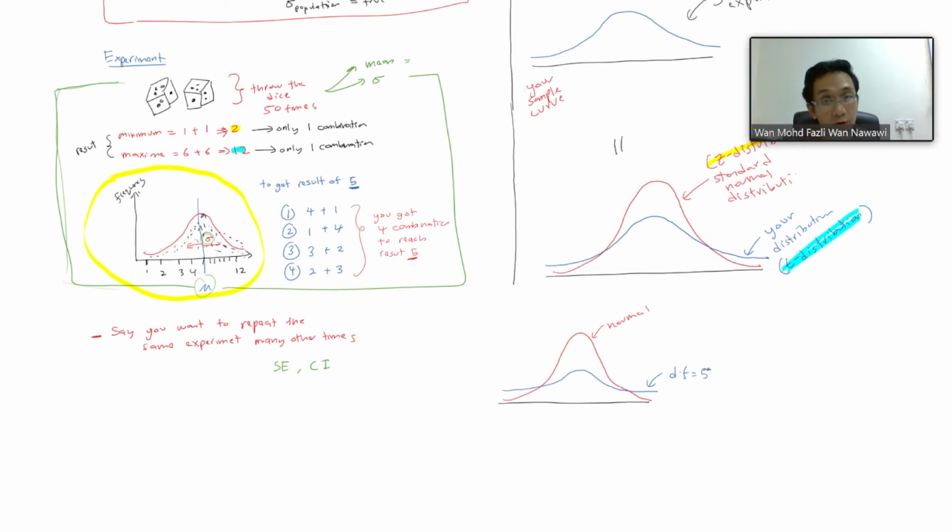What does degree of freedom mean? We learned before, degree of freedom is basically n minus 1. Meaning that your sample size is 6 in this case. But if you try to increase the degree of freedom, you see the tail here. The tail becomes lower, and then the peak becomes higher.